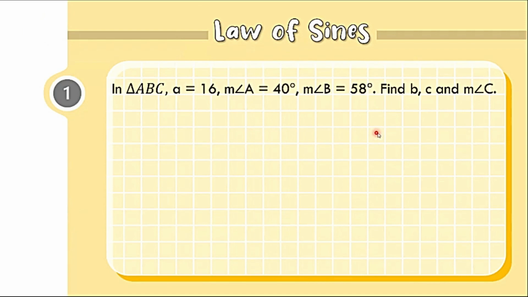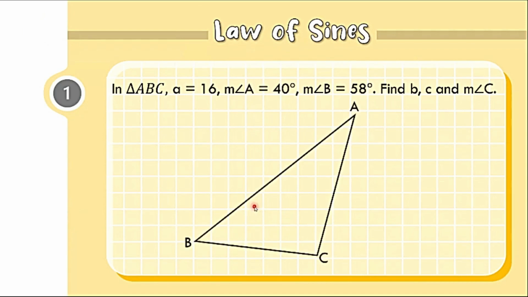So let us first draw this triangle ABC, in which the opposite side of angle A will be named side a, the opposite side of angle B will be named side b, and the opposite side of angle C will be named side c. Now that we have named the sides as well as the angles of this oblique triangle, let us now have the given.